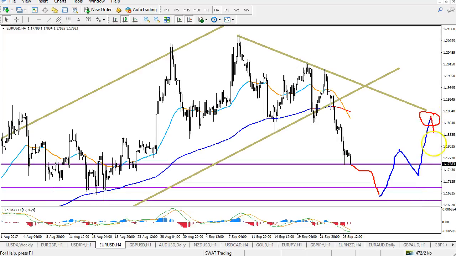And then after this, it could be downside down to the 38.2 fib. So this is what I'm expecting from a path of least resistance point of view on the euro dollar at this moment.